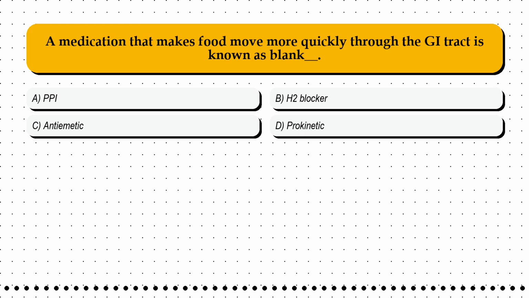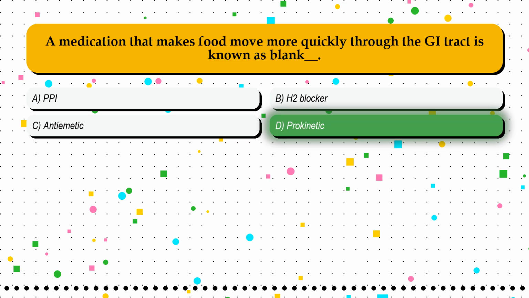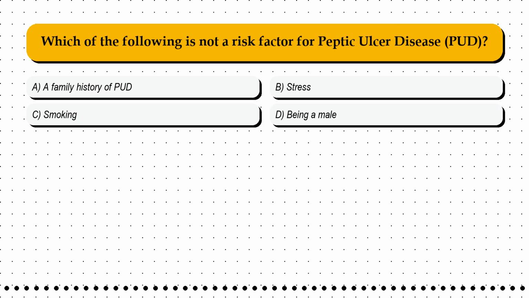Option A. PPI. Option B. H2 blocker. Option C. Antiemetic. Option D. Prokinetic. The correct answer is option D. Prokinetic. Question 123. Which of the following is not a risk factor for peptic ulcer disease, PUD?